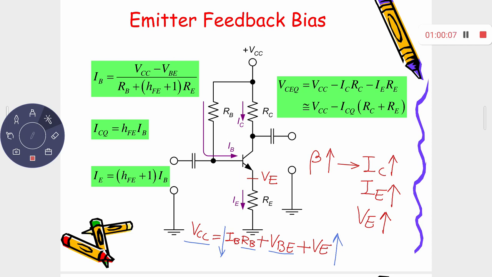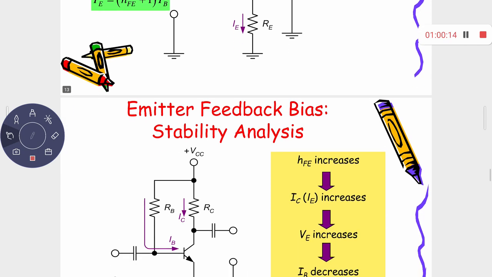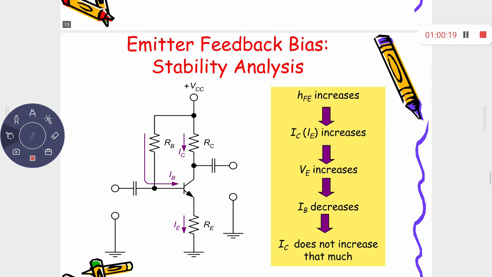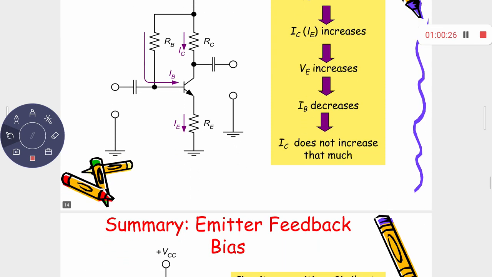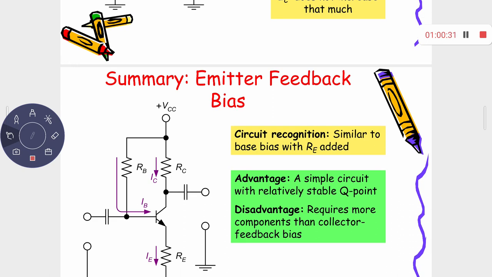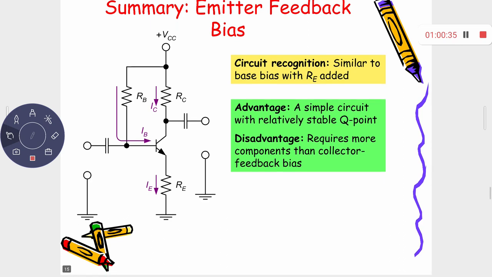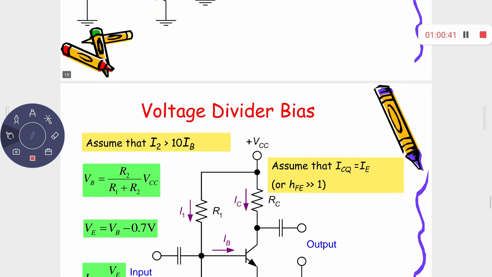Okay. That thing we have already discussed. If beta increases, IC or IE increases. That means VE increases. And if VE increases, VB drops. So IC does not increase. In this circuit, the only change is that you have connected some RE. And this one is the last biasing circuit.